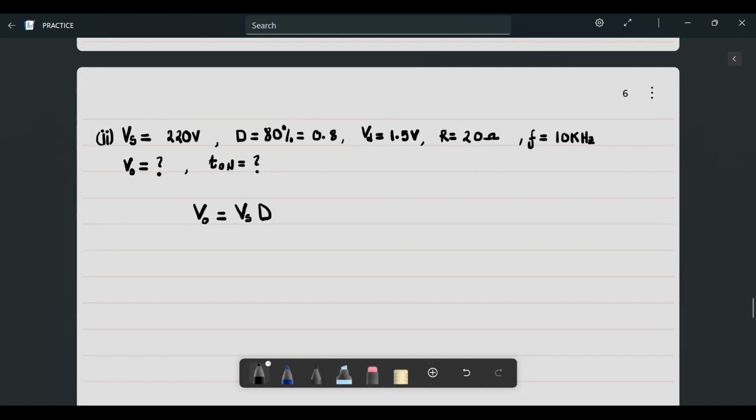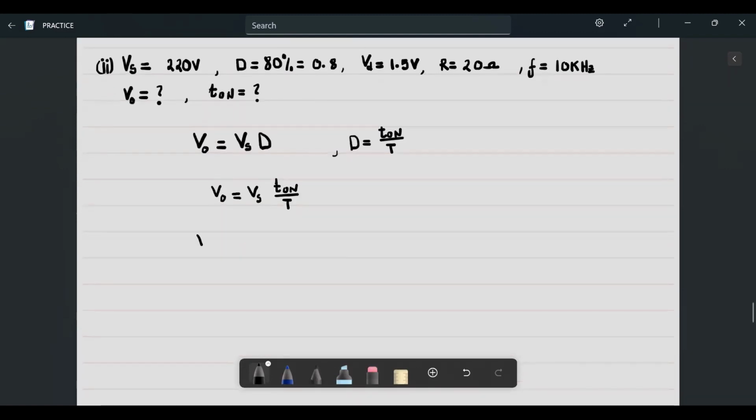And we know that the duty cycle is simply equal to T on over T. So I can go back and substitute here: VO is equal to VS times T on over T. But wait, we are told that during the T on, there's a voltage drop of 1.5 volts. So I have to subtract. This VS now has to be subtracted by VD.